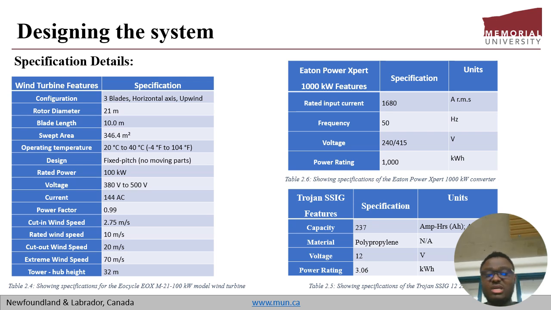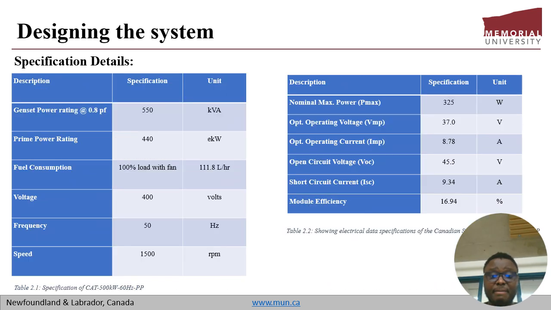You can see the specification of each equipment, so we will know that yes, it meets the requirements for our load for Cartwright that is currently being fed from the diesel generators on site. Here we have the specifications for the wind turbine. We also have the specifications for Eaton Power, that's the converter. We also have the specification for the battery. And then looking forward, you can see the specification details for the generator, as well as the specification details for the solar panel.